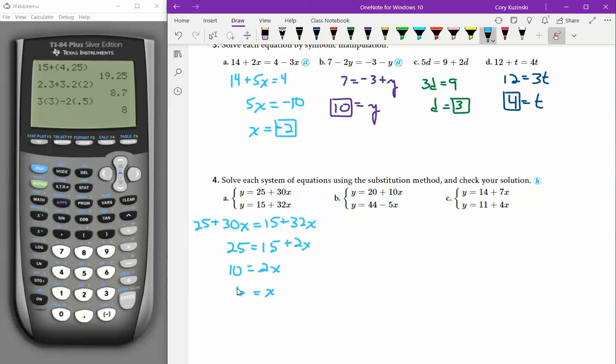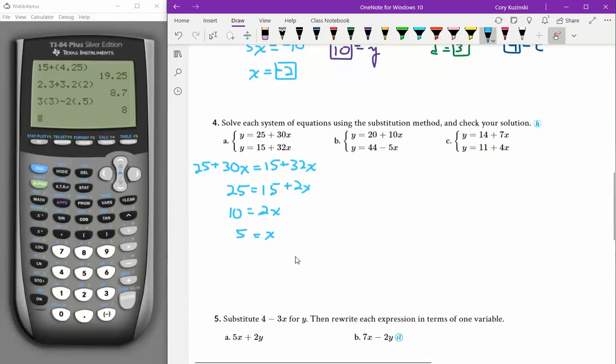And now we have our x value, but we need our y value. So how about we substitute that 5 into one of the equations. So we'll go y equals 25 plus 30 times 5. 25 plus 30 times 5 is 175. So our solution to this system here is 5 and 175.